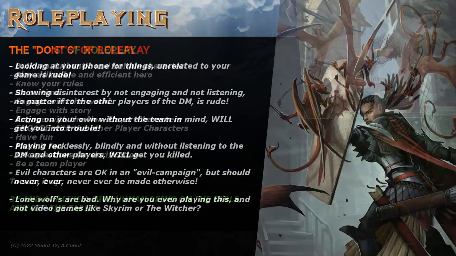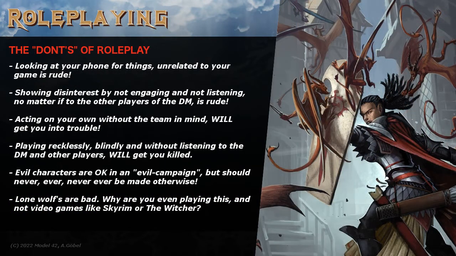A few pointers before we end this lesson, that are universally good for any role-playing game, no matter which one it is. Turn your smartphones off, or at least silent, if you need it for your rules or dice rolls. Looking at it because your buddies texted you, or browsing the web while waiting for others to make their turns, shows disinterest and is considered extremely rude.